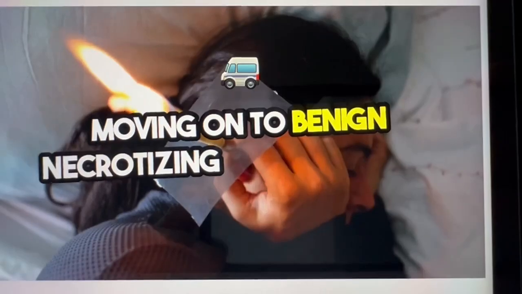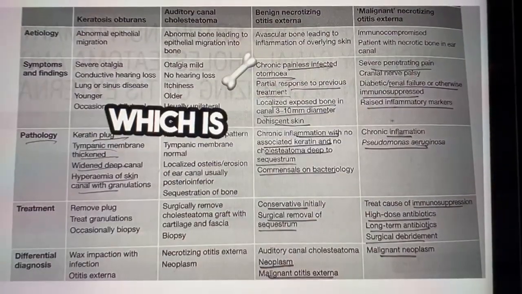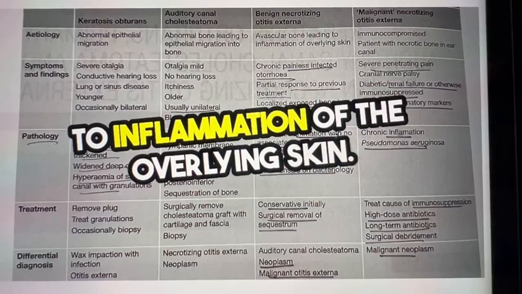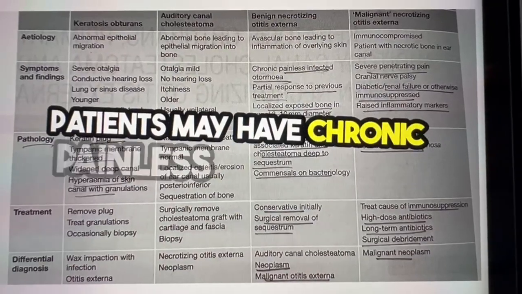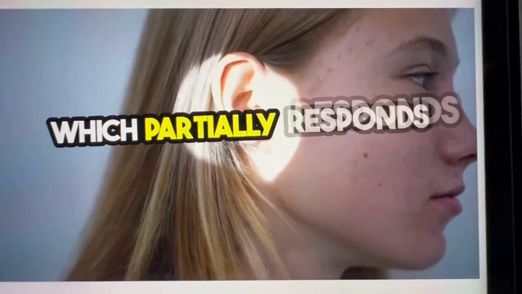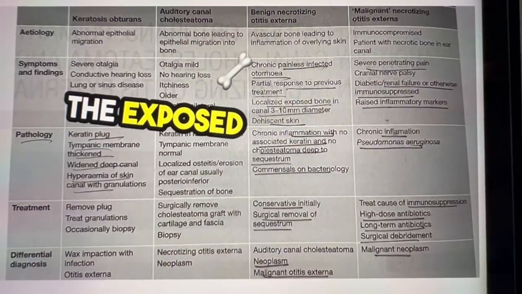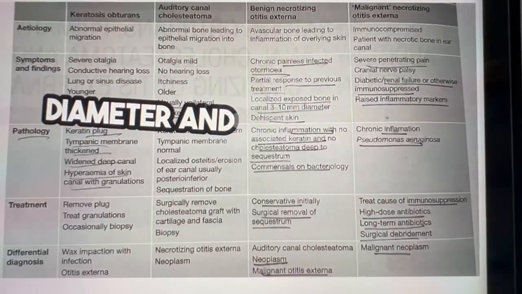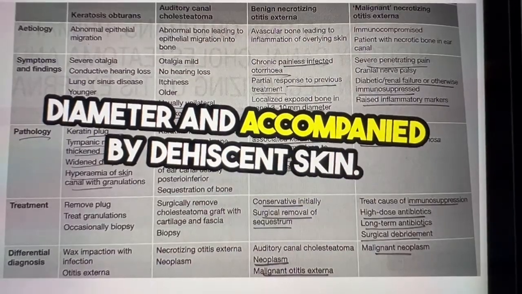Moving on to benign necrotizing otitis externa, which is caused by avascular bone leading to inflammation of the overlying skin. Patients may have chronic painless otorrhea, which partially responds to treatment. The exposed bone in the ear canal is usually 3 to 10 millimeters in diameter and accompanied by dehiscent skin.